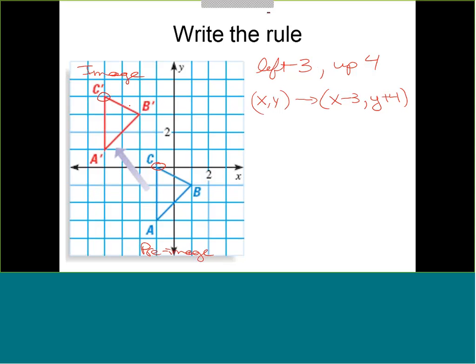So the vector notation just takes the values and shows you that you're going to subtract 3 on your x's and you're going to add 4 to your y's. Again, it's just a shorthand way of showing your values.